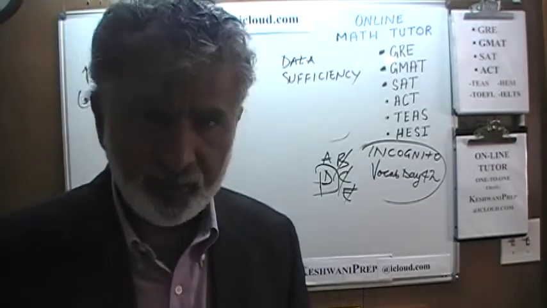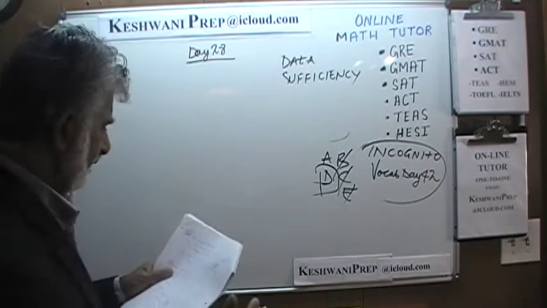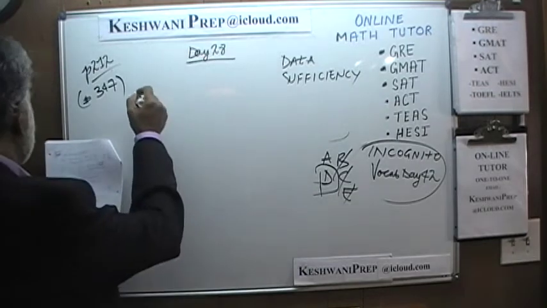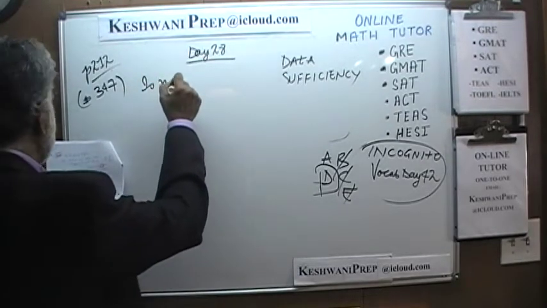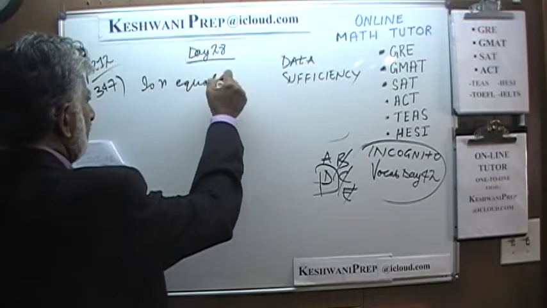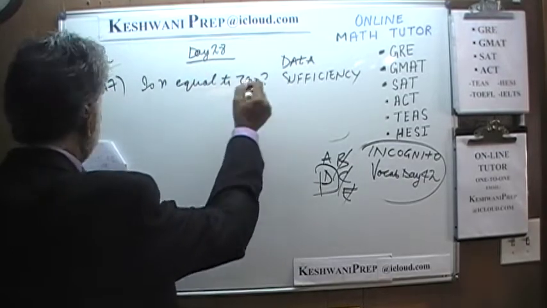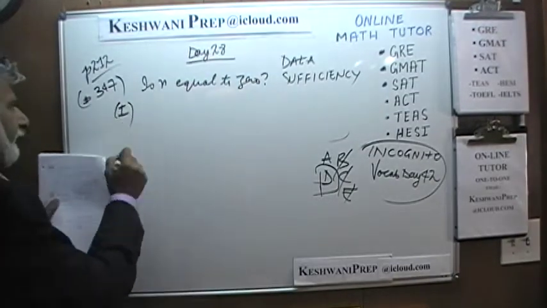Let's see what it says. 347 is just damn stupid. It's just bloody stupid. Idiotic. Here we go. Here's the question. It says, is n equal to 0? Is n equal to 0?